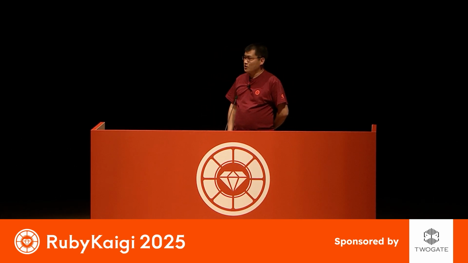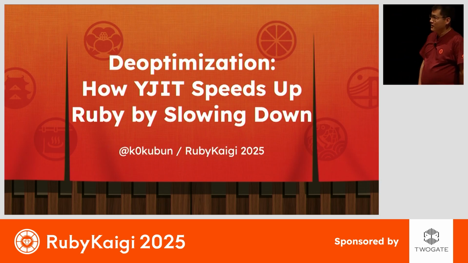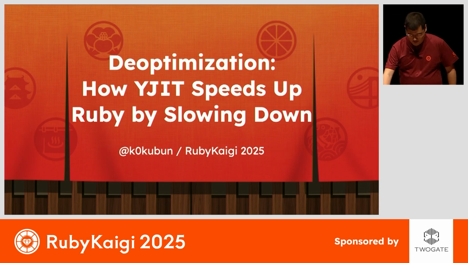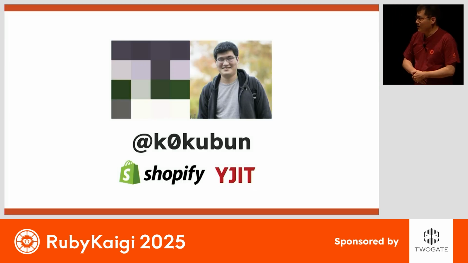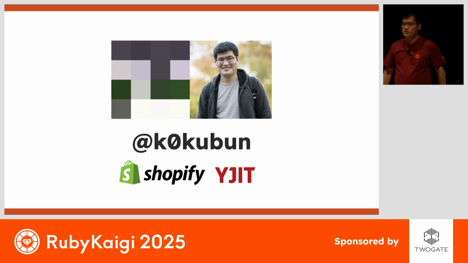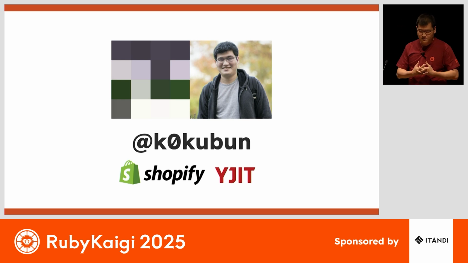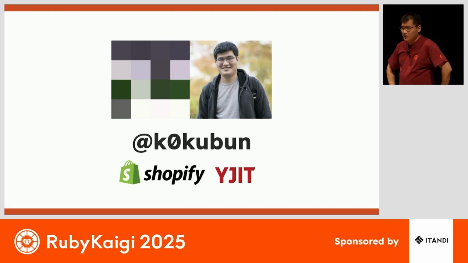Hi, everyone. Today, I'm going to talk about Deoptimization, how YJIT speeds up Ruby by slowing down. My name is Kokubun. I work on the YJIT team at Shopify. The YJIT team is part of the Ruby infrastructure team. We maintain a lot of Ruby-related open source through time and improve the ecosystem.